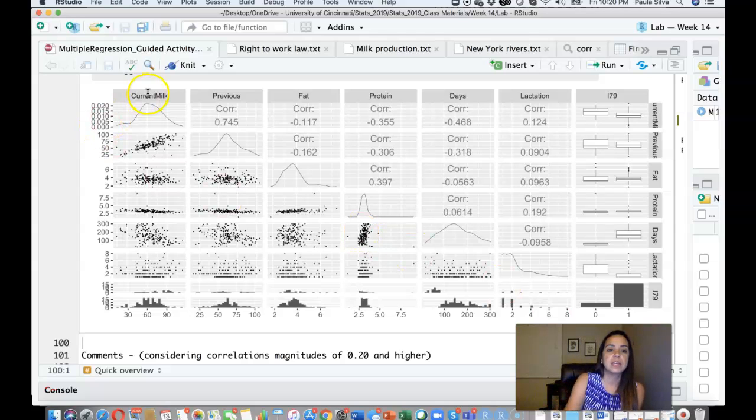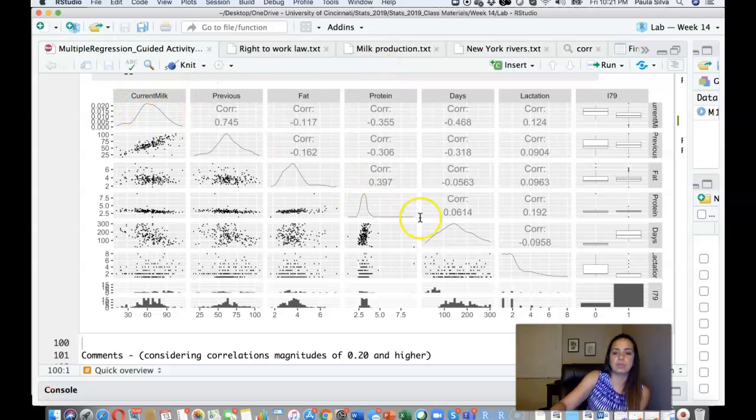So here we have the various variables. Here is the response variable. Here's all of our numerical predictors, previous month production, some characteristics of the milk, fat and protein in the milk, and some characteristics of the cattle, days after current lactation, either a continuous variable that assesses it or a categorical variable that kind of breaks it into prior to 79, less than 79 days or more than 79 days. Lactation, number of lactations in total.